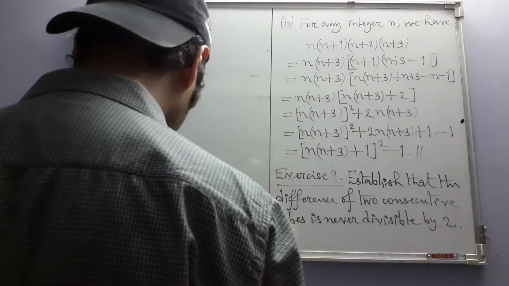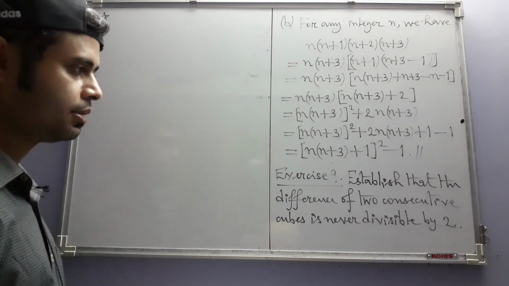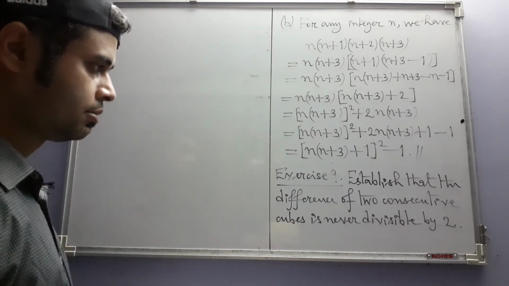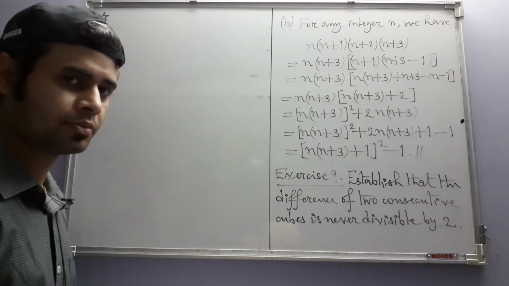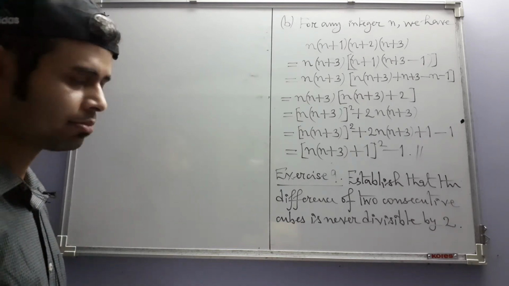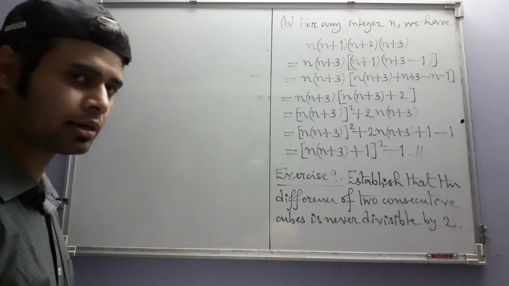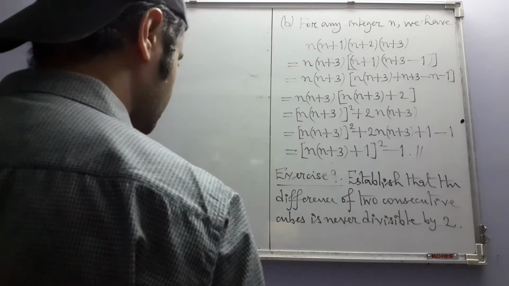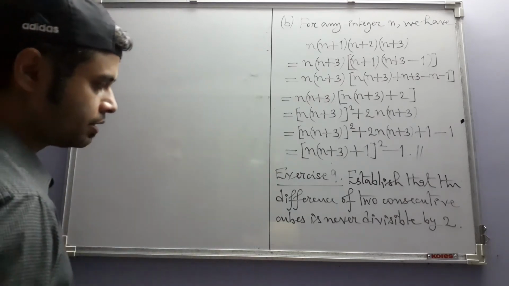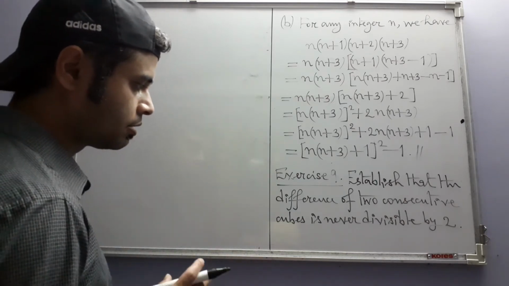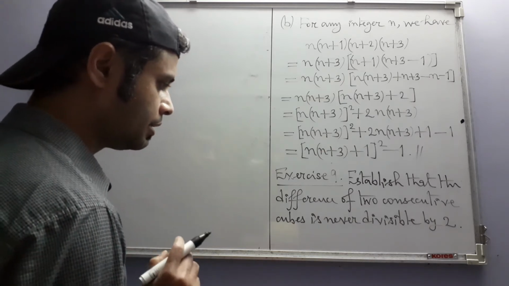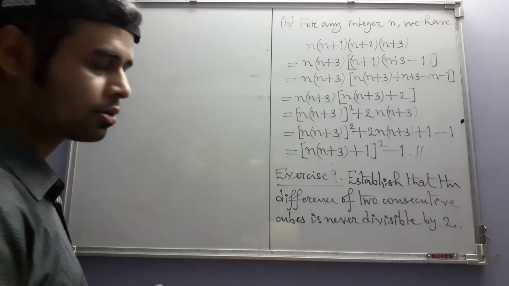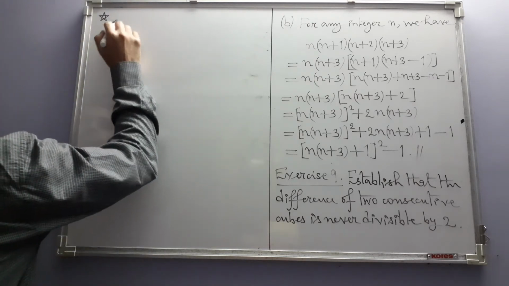And also because number theory is almost as old as mathematics itself, it's the largest among all the subjects we have in mathematics. This is arguably the largest. Okay, so now we have to prove that if we take the difference of 2 consecutive cubes, then it is never divisible by 2. That means it's not an even number, it's an odd number. That's what we have to prove.